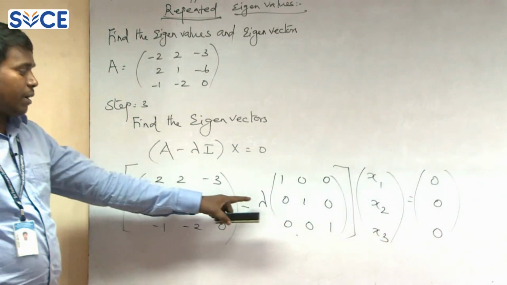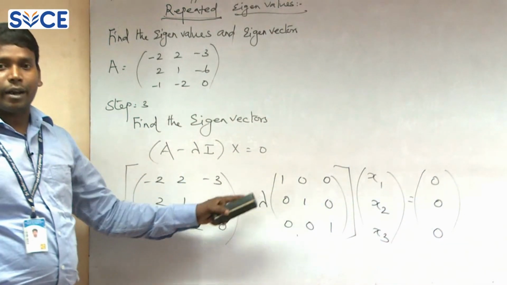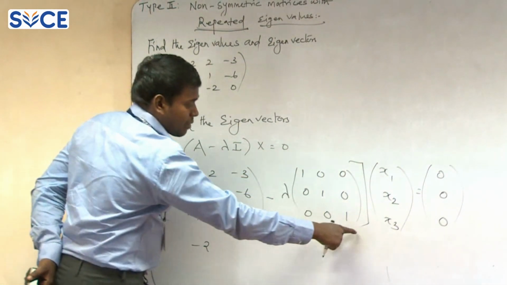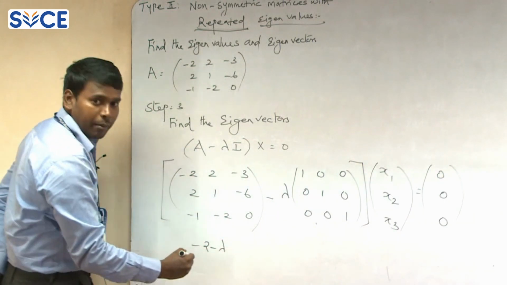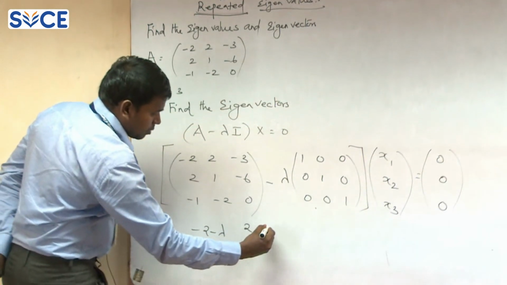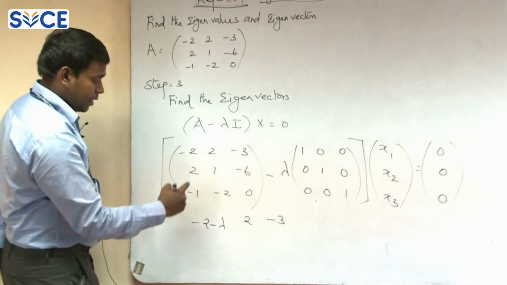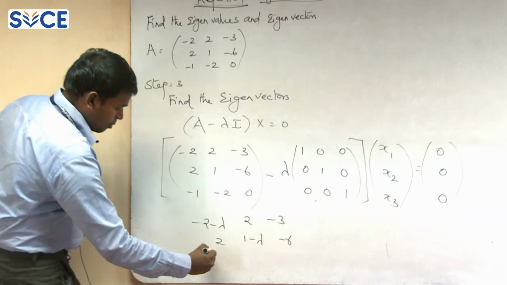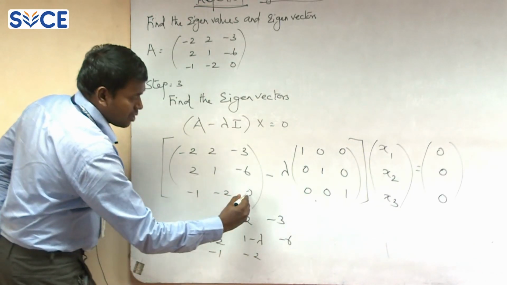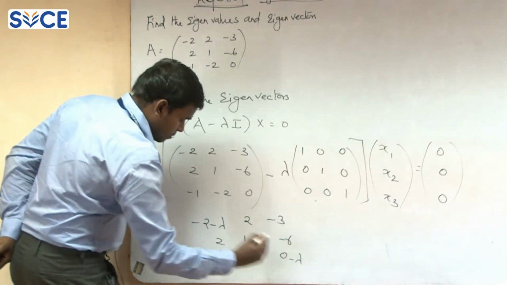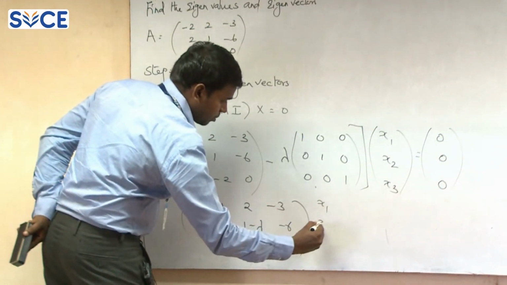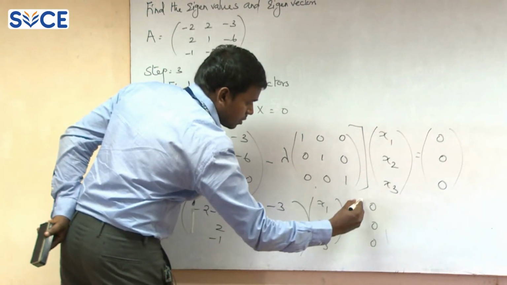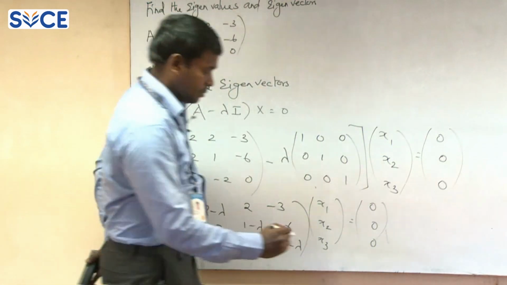Now multiply lambda inside the bracket and then subtract. So first, minus 2 minus lambda, since it has only the main diagonal. Next one 2, minus 3. Second row: 2, 1 minus lambda, minus 6. Last row: minus 1, minus 2, 0 minus lambda, into x1, x2, x3 equal to 0, 0, 0. That is equation number 1.